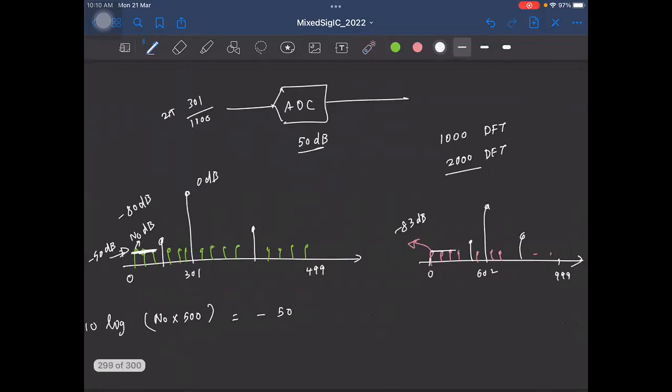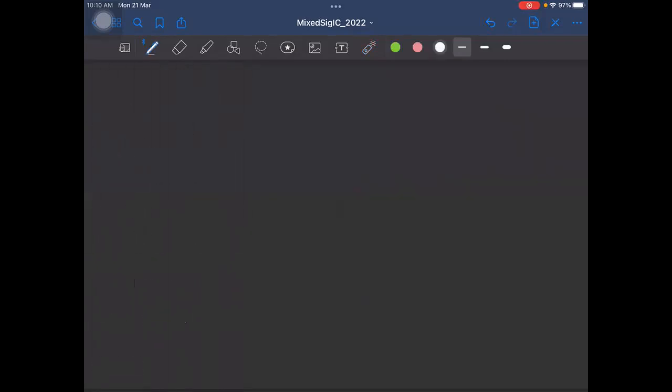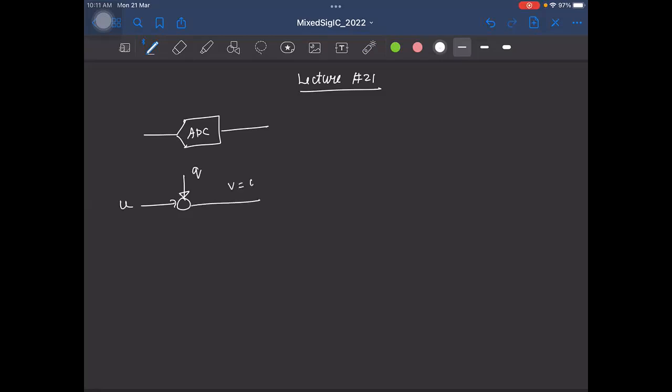So in this class, let's continue our quest to improve the performance of the ADC. In this case, we'll take a flash ADC. So in this class, we'll see how to improve the resolution of the flash ADC. So let's say you have the ADC. And the simplest way to model this ADC is to say that along with the input, I'm adding a quantization error or quantization noise, right?